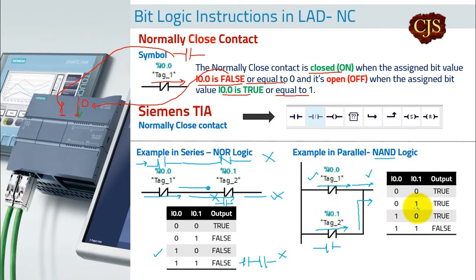That's why if any of the inputs is true and another is false, output will be true. If both are false, output will be true because this is NC. But if both are open, this will be like this and this will be like this. So if both are 1, nobody can pass the signal. This will not pass the signal, this will not pass the signal, and output will be false. This is a very simple representation of a NAND logic using two NC contacts in parallel.